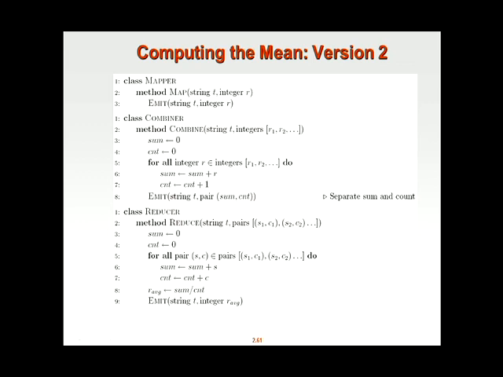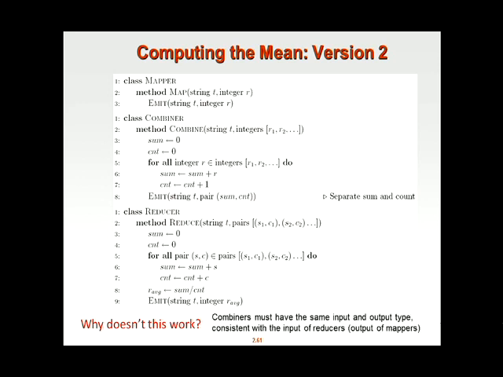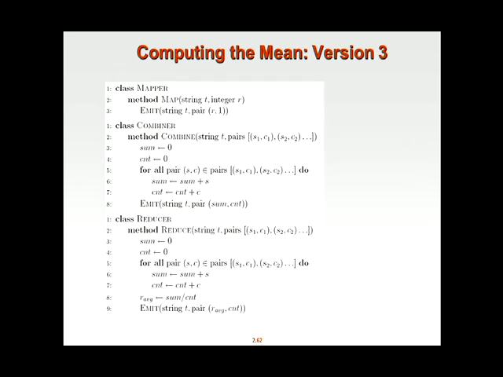Okay, so what is the correct version? Yes, that's right. You need to change the mapper format like this. You need to change the mapper output from a single integer to a pair. That's very smart. Now let's look at this program, the mapper and reducer. Yes, now it works.